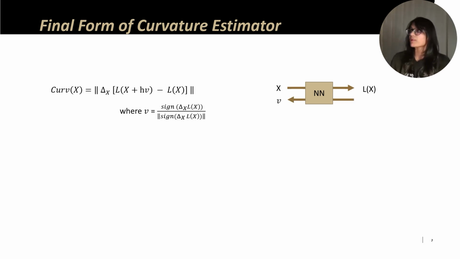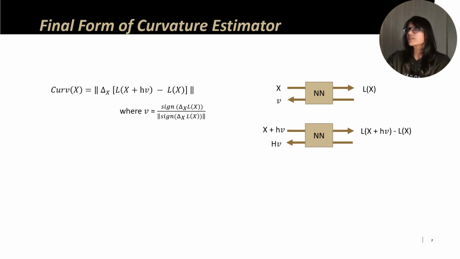We then backward propagate it to get v, which is the gradient direction. We take the sign of this gradient direction, divide by the magnitude of it, and perturb the original input x a small amount along this direction. We then forward propagate this to get the new loss, subtract the original loss, and backpropagate this term to get the Hessian vector product.